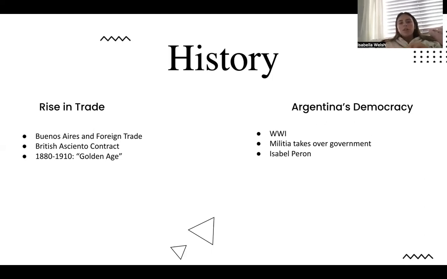Through the British Asiento contract, Britain became the sole provider of slaves. They traded slaves and illegal manufactured goods for the use of hides, tallow, and other products made from the people of the countryside, as well as silver.